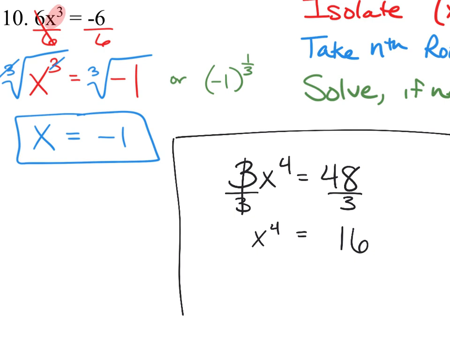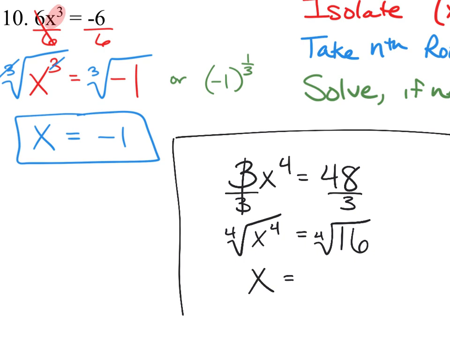Fabulous. Once we divide by 3, we have x to the 4th equal to 16. What root am I going to take on both sides? The 4th root, because I want the root and the power of x to match up. The 4th root of x to the 4th cancels each other out. We're just left with x, and then all we need is the 4th root of 16. That's a question for your calculator.